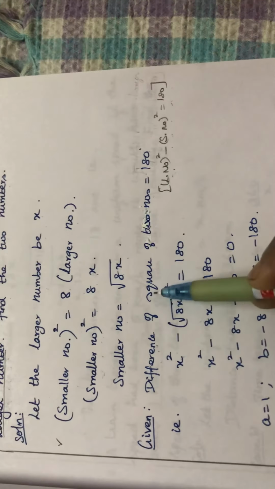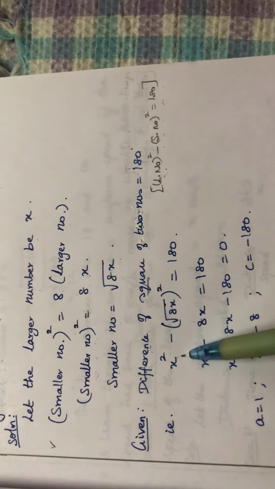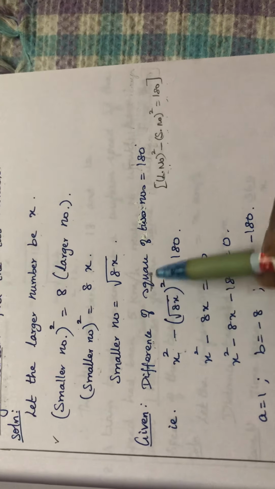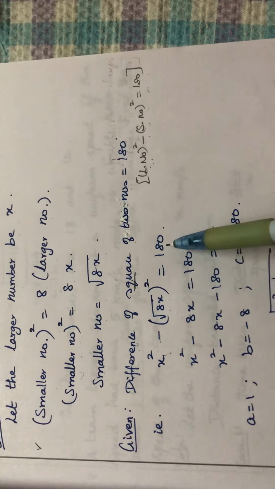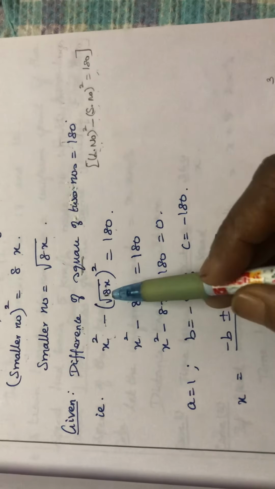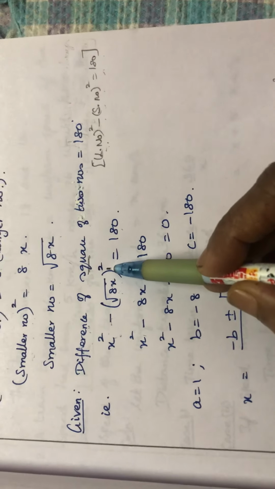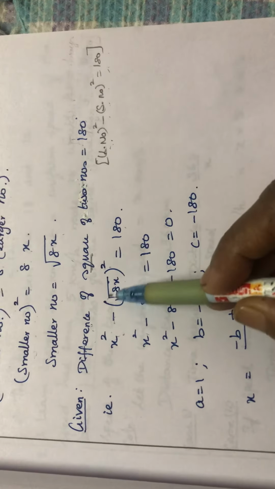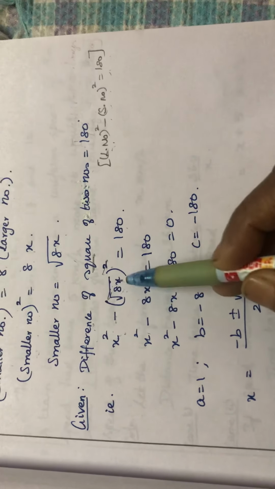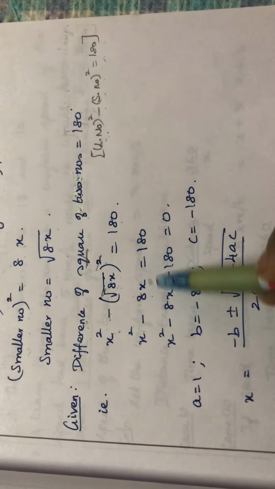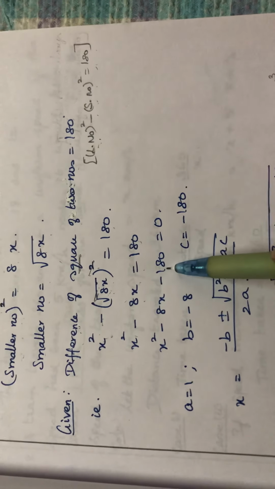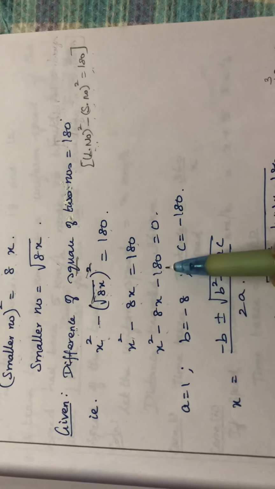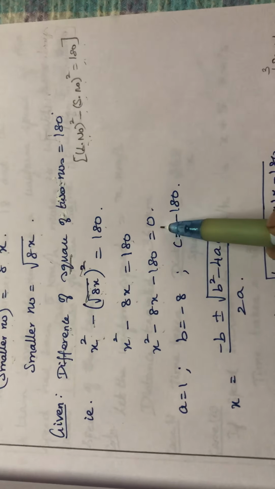So I am going to square because square is given. So x square minus the smaller number, which is root 8x, the whole square, is equal to 180. Now x square I am writing as it is. Here the whole square is there, so when I am squaring this, the root and square cancel. So what I will get is minus 8x is equal to 180. Bring this 180 to this side. So x square minus 8x minus 180 equal to 0.